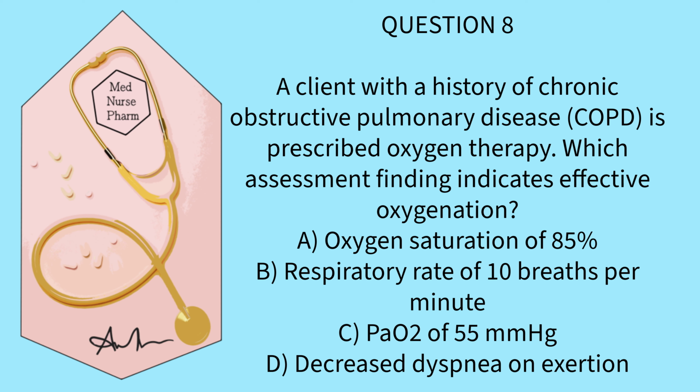Question 8. A client with chronic obstructive pulmonary disease is prescribed oxygen therapy. Which assessment finding indicates effective oxygenation? Oxygen saturation of 85%, respiratory rate of 10 breaths per minute, PaO2 of 55, decreased dyspnea on exertion. Pause the video and select your answer.